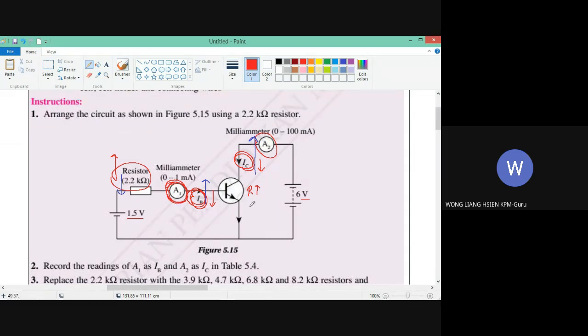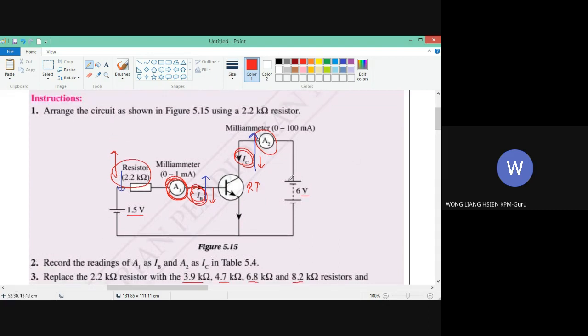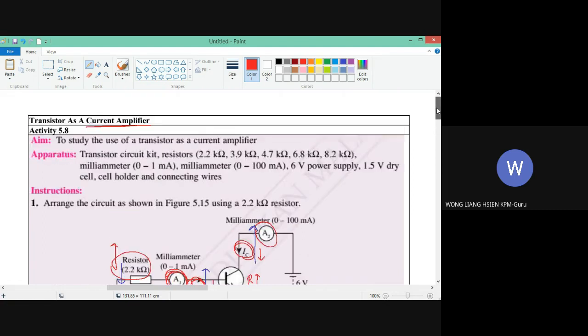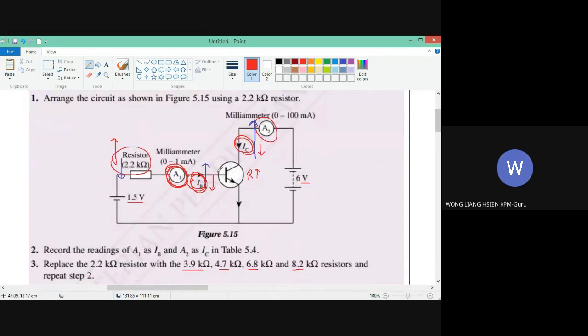But why do you want a small current? Whether it's a current or small, what is the point? You can see the point there, right? Because the actual application is not just like this. The actual application for the transistor as current amplifier is actually not just like this.